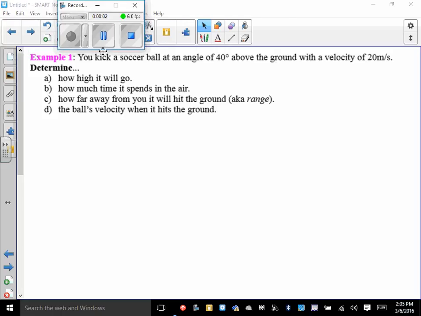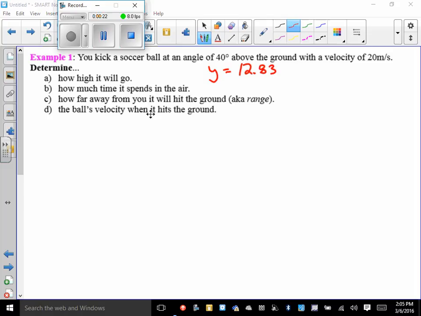Okay, continuing on. We just found the y component and the x component of the velocity. We found that the y component was 13 meters per second. I'm going to put the long version just so we have it handy here. Okay, so I have the y and x component. Now it's asking how high it will go.